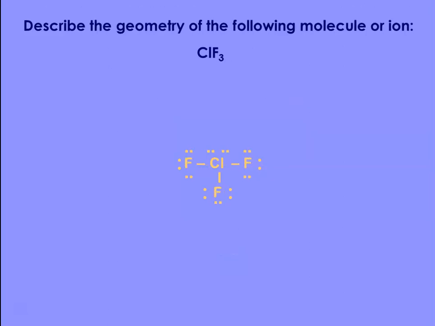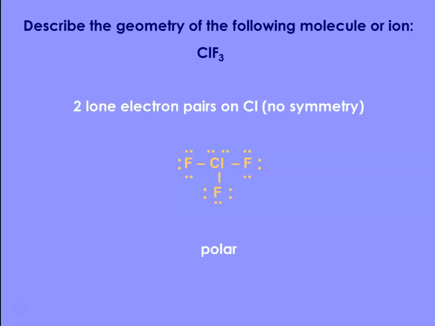With ClF3, we have the three bonds between the fluorines and chlorine. Remember, one of them is in that triangle, the other two are 180 degrees apart, so you're not going to have symmetry there. You're also not going to have symmetry with the two lone electron pairs, and so that's going to allow this molecule to be polar.